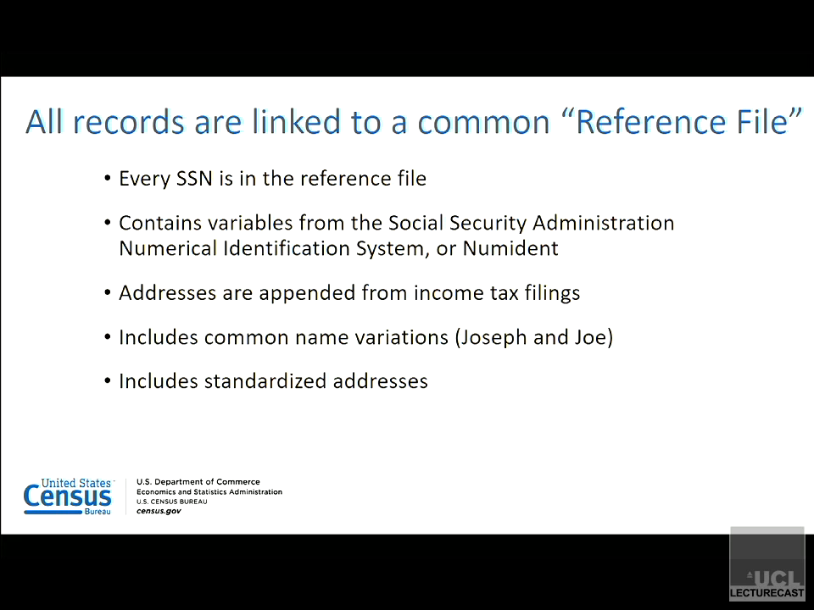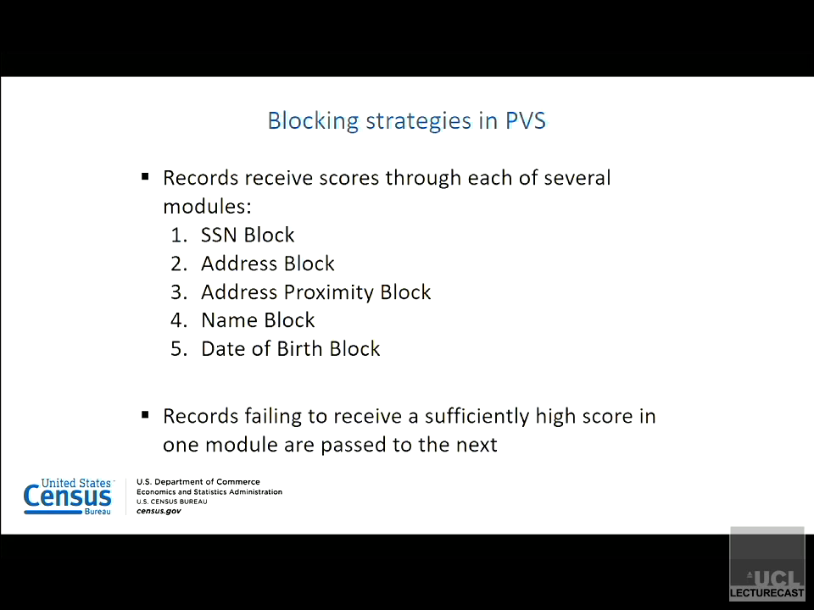Every file we get, including the census, we link to this thing that's built of Social Security data and tax data, because that links you to a Social Security number, and there's a one-to-one between every PIC and every Social Security number. Does that make sense? All right, I'll just go through this kind of quickly.